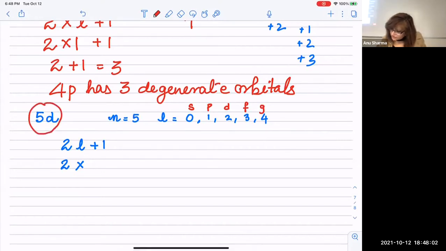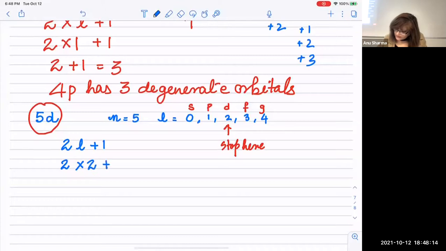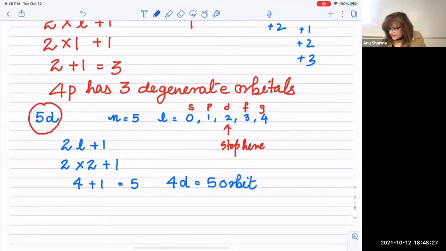So we are looking at 5D, which means you will stop here. The value of L is equal to 2. So 2 times 2 plus 1, 4 plus 1, is equal to 5. So 5 degenerate orbitals. So 5D is made up of 5 orbitals that have the same energy. Okay, so this is how they were able to determine it. There's more math to it, with radial nodes, but we'll just leave it at that.